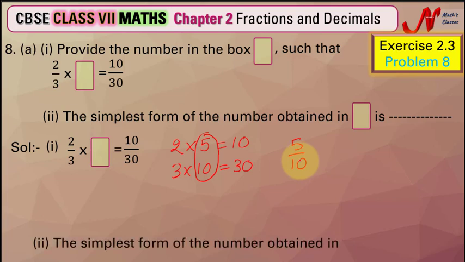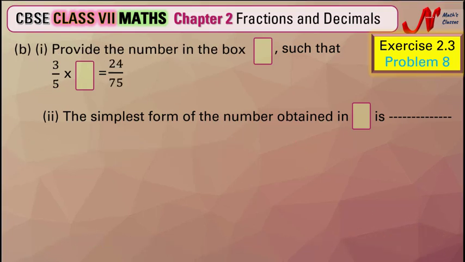Next, the simplest form of the number obtained in the box is 5 by 10. By cancellation, 5 ones are 5, 5 twos are 10. We get 1 by 2. 1 by 2 is the simplest form of 5 by 10.